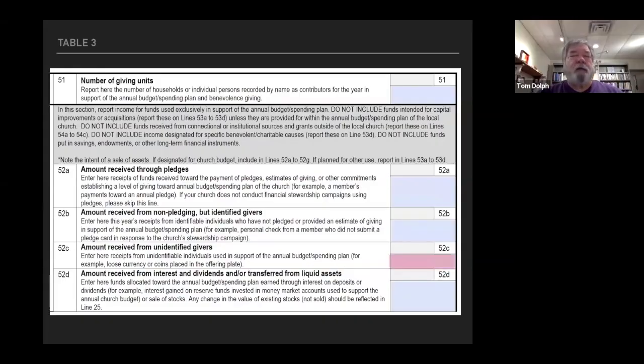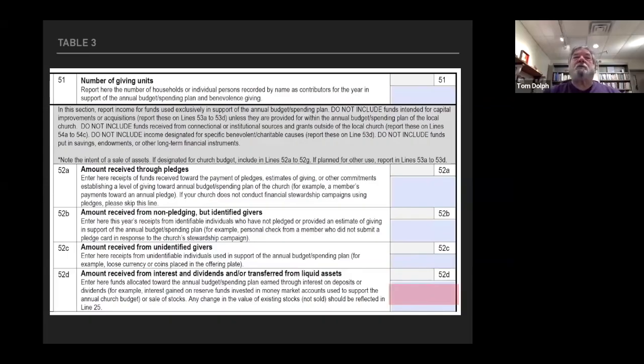52C would be things like your loose plate offerings, your occasional givers. You had visitors who give, or somebody who just put cash in the plate and didn't give you any envelopes or anything. It's basically monies that you receive that will be untracked, that is occasional, and you probably won't send a statement to at the end of the year.